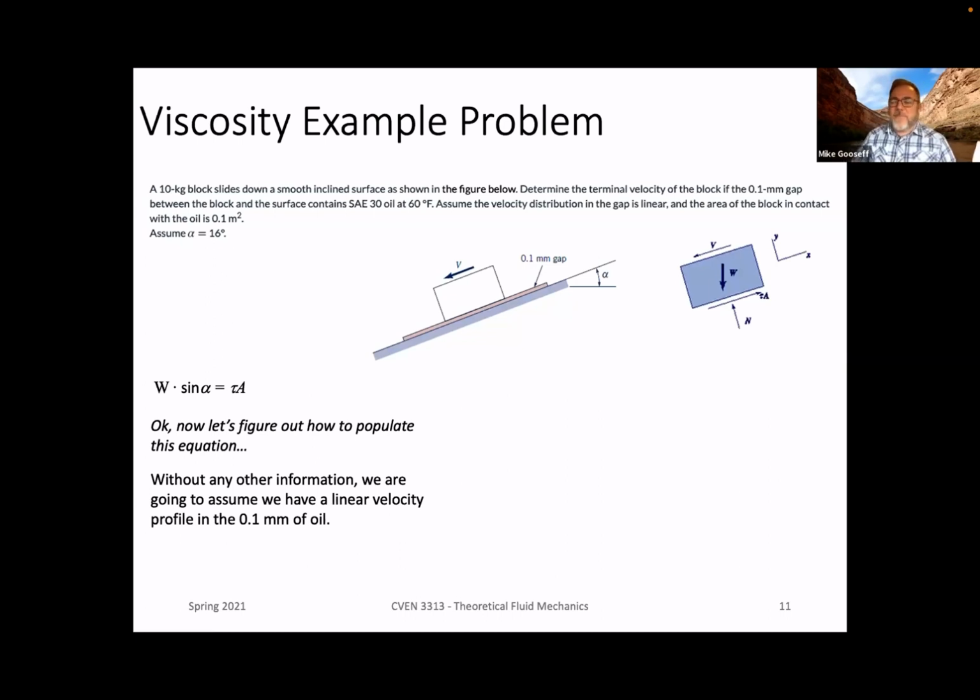I had forgotten, when I was typing this up, about the note that this velocity distribution will be linear. And so we can assume it because it was given as well, that we have a linear velocity distribution.